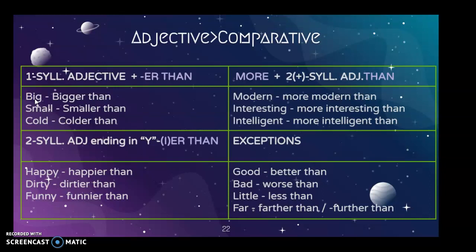We also have exceptions. These are irregular adjectives because in their comparative and superlative form, they don't take the same forms as the other adjectives. So good is better instead of gooder, bad is worse, not badder, little is less, far is farther than, or further. Farther is something more tangible, and further refers to something more abstract.